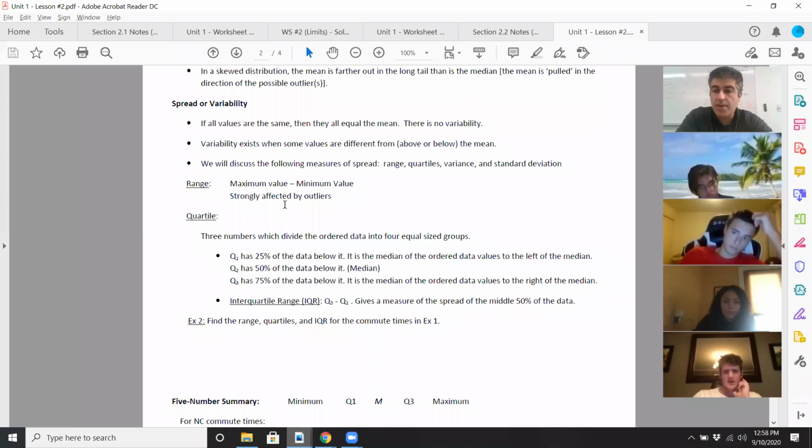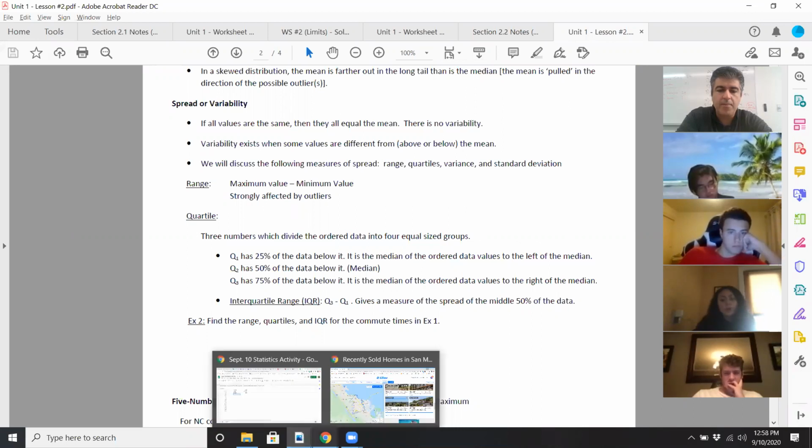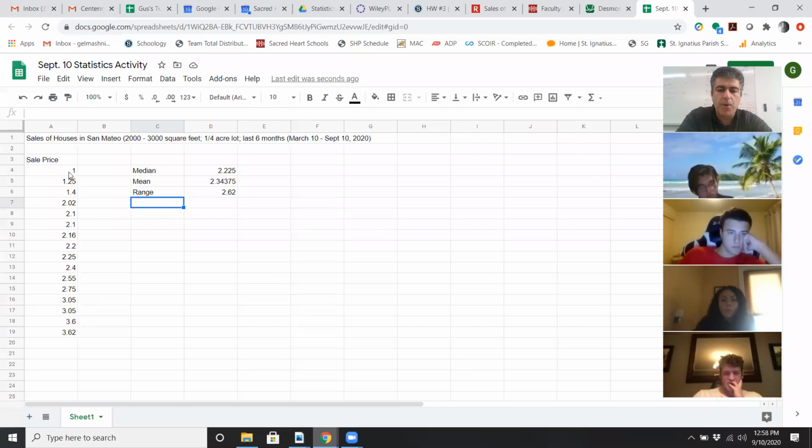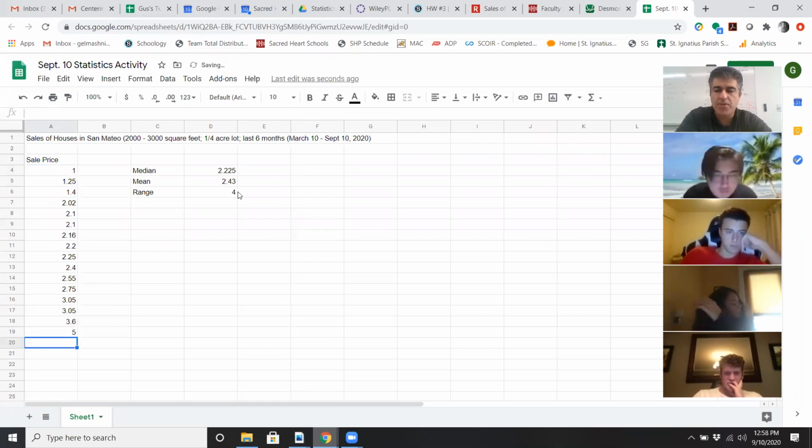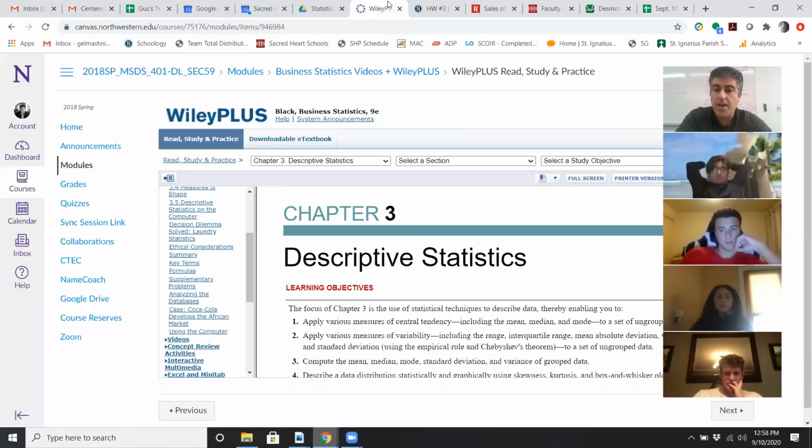And it is strongly affected by outliers, because if you do have a data point that's really low, like if I go back again, let's say I make this like 0.1, then you can see my range changed by a lot. It changed the range quite dramatically. Or let's say this now became like 5, obviously the range changed a lot. So range is strongly influenced by outliers. Remember, outliers are anything that's out of the ordinary. Let's keep moving.